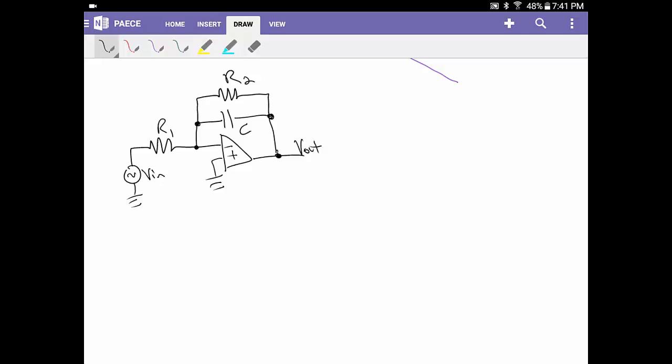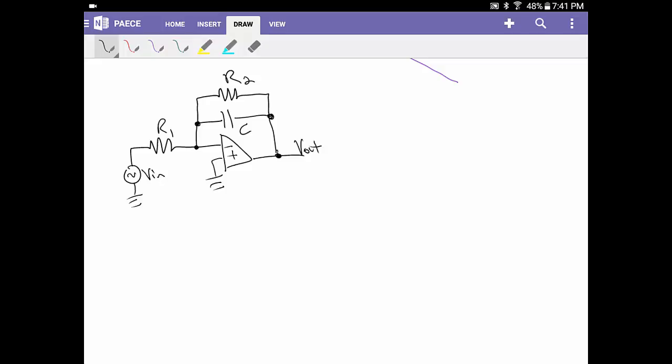I hate to sound like the videos that you've had in high school and middle school, but I really would recommend pausing it now and trying to figure out what the transfer function of this system is before we move on. But if you don't have that patience, here's what it is.